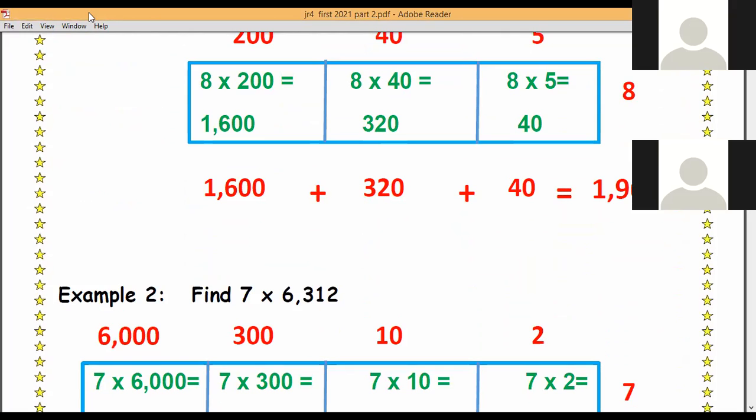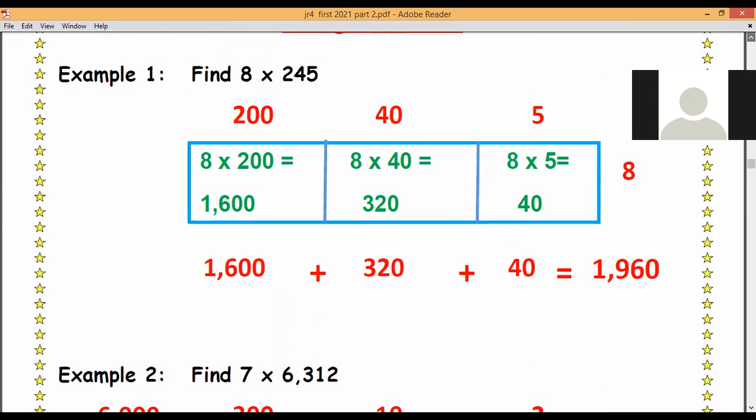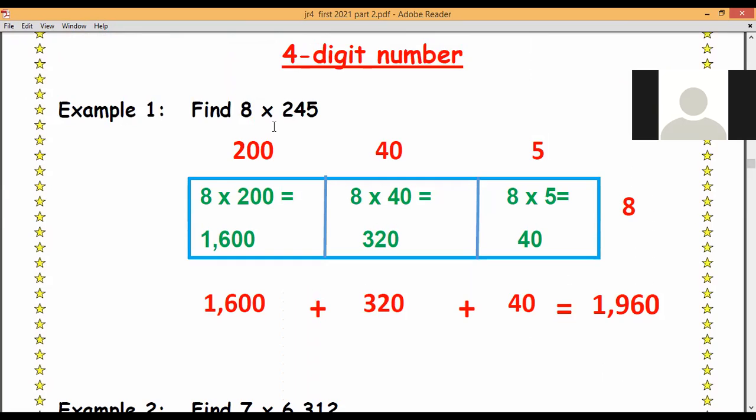So in this question here, sorry, it will be 8 times 245. That means I'm gonna take the greater number 245 and decompose it. 5 in ones equals 5, and 4 in tens equals 40, and 2 in hundreds equals 200. And write this 8 in the width of the rectangle and do the same steps as we did before.